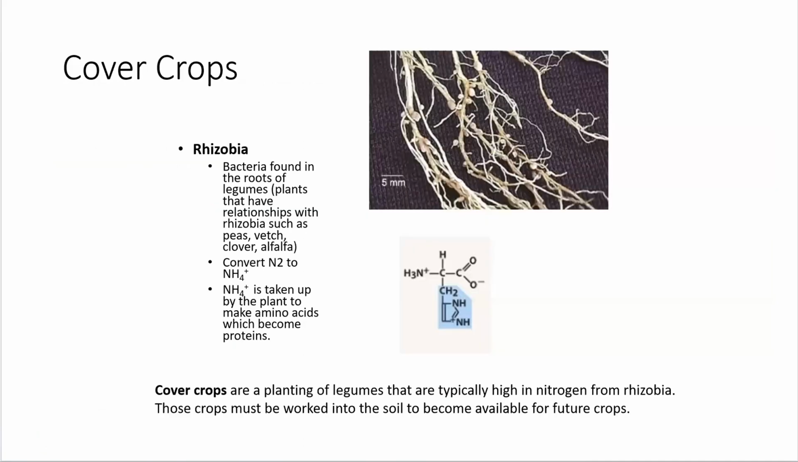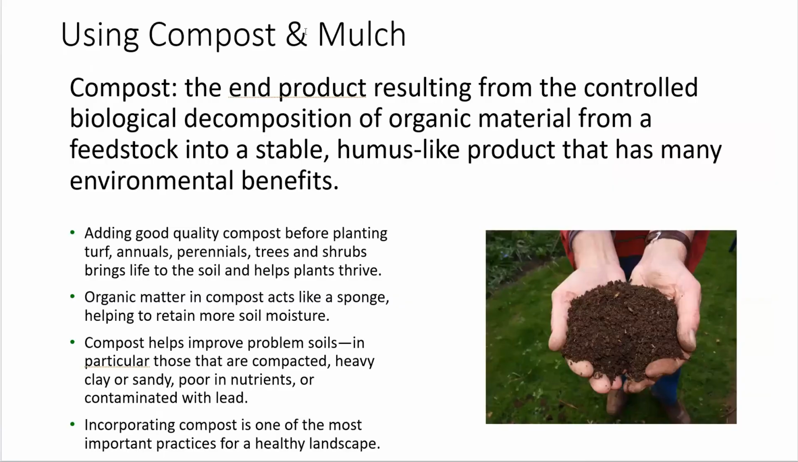So no-till farms utilizing cover crops to increase available nitrogen within the soil. Okay, so there's a lot of different ways to do this. This is one of them. Another way to do it is using compost and mulch. Compost is the end product resulting from the controlled biological decomposition of organic material from a feedstock into a stable, humus-like product that has many environmental benefits.